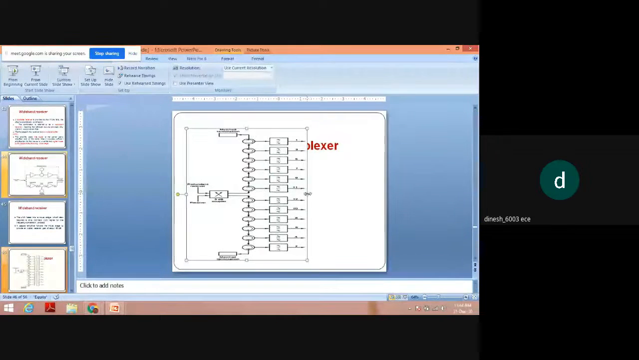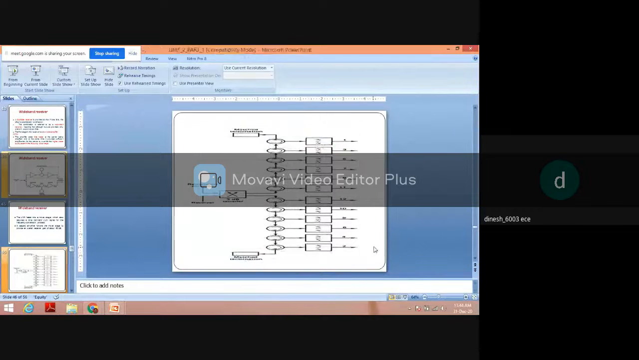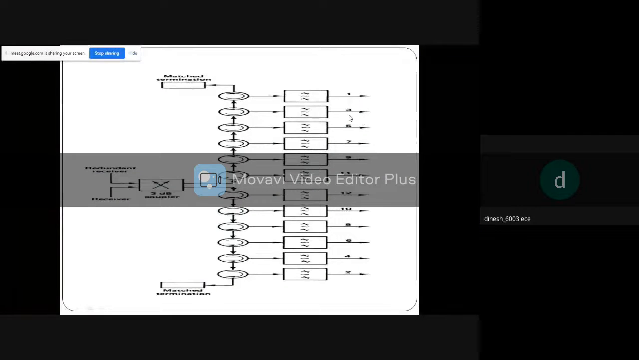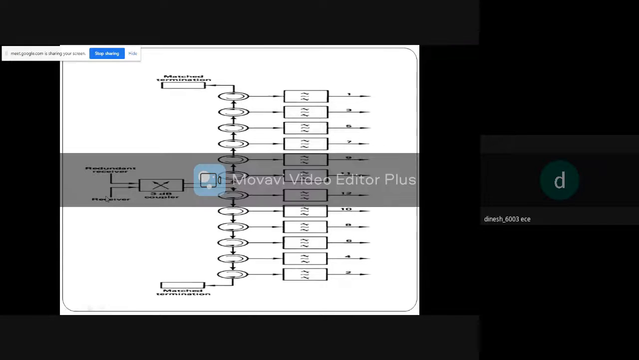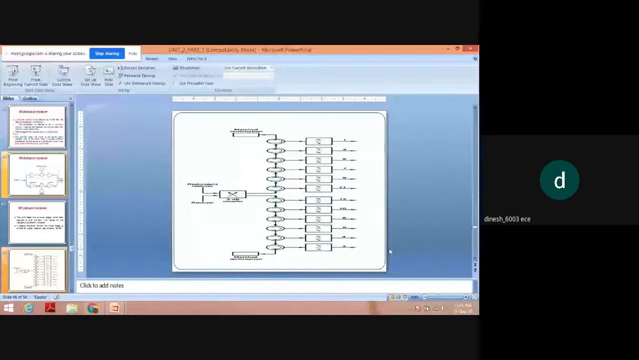We have the redundant receiver, the same specifications. We have matched terminations, and it is being divided into 12: 1, 2, 3, 4, 5, 6 in one, with one matched terminator, another 6 with another matched terminator. We have a 3 decibel coupler, and it is sent to the receivers and then to the corresponding channels in odd and even fashion. Okay, so this is the input to your demultiplexer. So coming to the next slide.